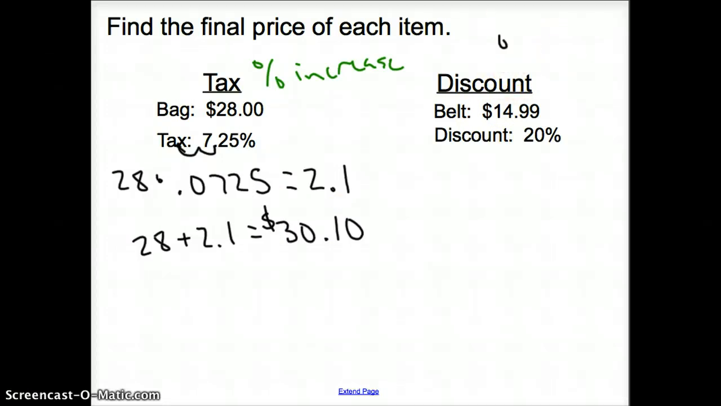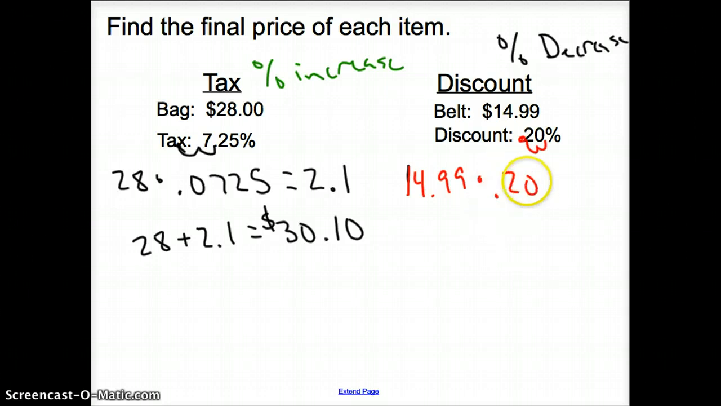Now with the discount, what do you think you do with the discount? Is that going to be a percent increase or percent decrease? It is going to be a percent decrease. Now we do the same thing that we did with tax. So it's 14, and I'm going to grab a different color. Let's grab red. So it's 14.99 times, be very careful, make sure you change our decimal place, times 0.20. That equals $3 right on the money.